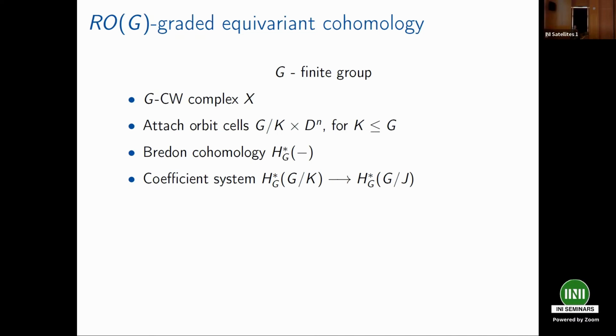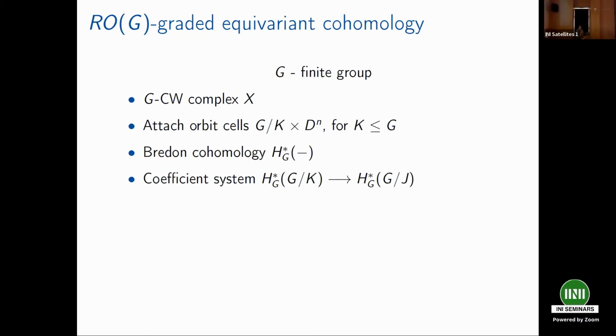If you prefer, you can basically think about a CW complex with a cellular G action. And Bredon defined an integer-graded cohomology theory that takes into account the G action on these spaces and gives you a nice cohomology theory. And you notice pretty quickly that in this equivariant setting, you need coefficients, not just in an abelian group, you need an entire coefficient system.